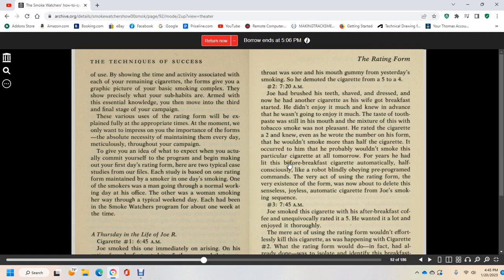For years he had lit a before-breakfast cigarette automatically, like a robot obeying pre-programmed commands. Using the rating form, the very existence of the form made him see this senseless, joyless, automatic cigarette as part of the Joe smoking sequence.